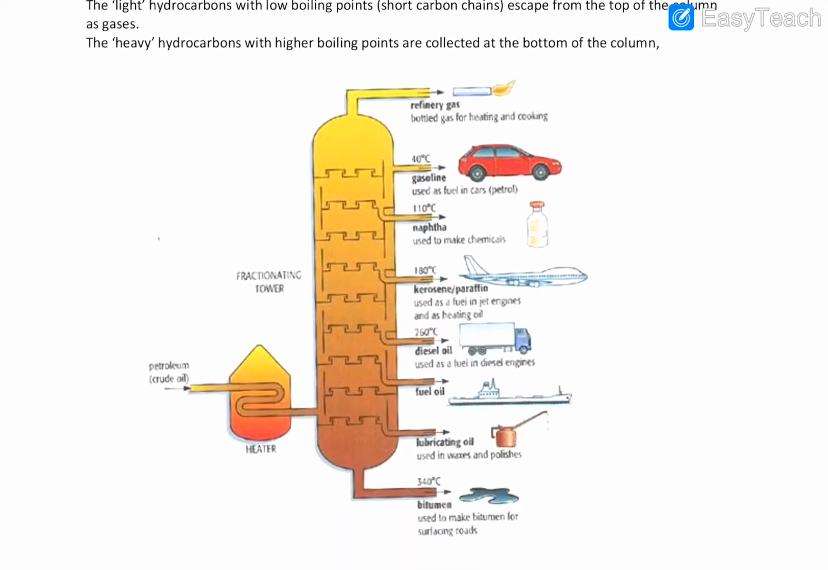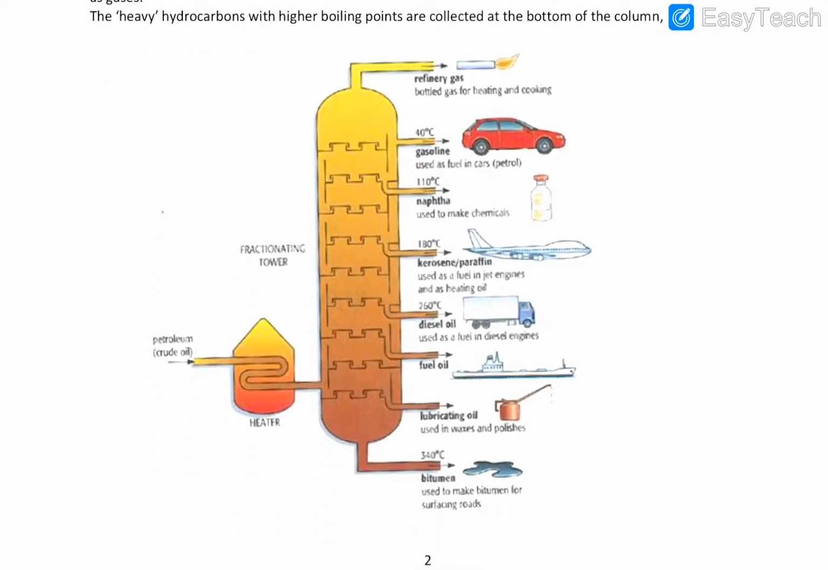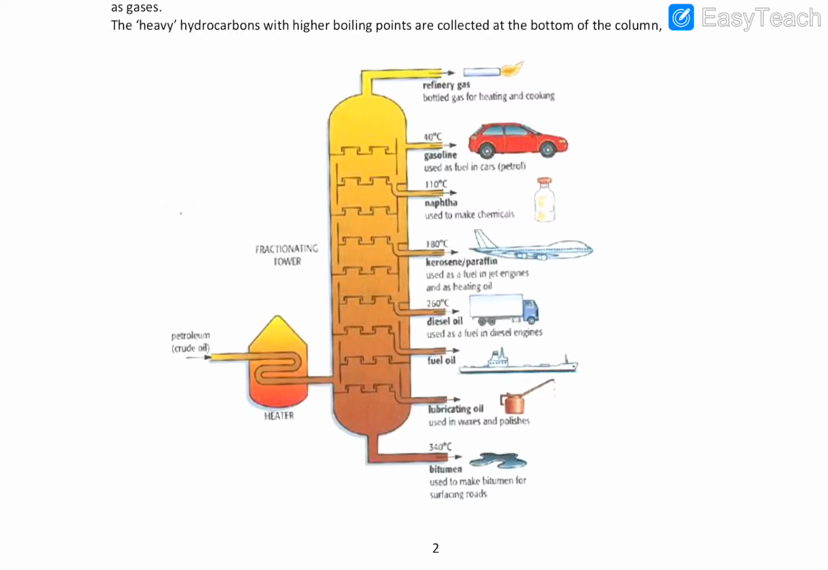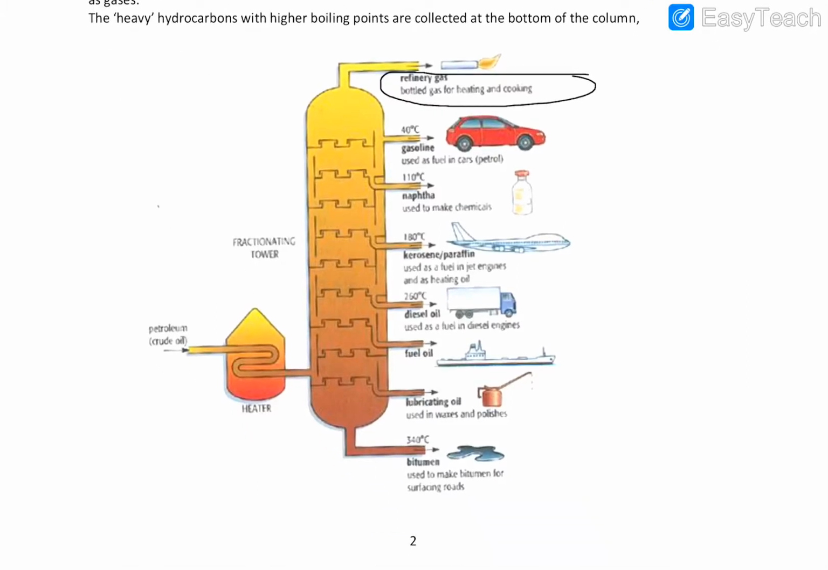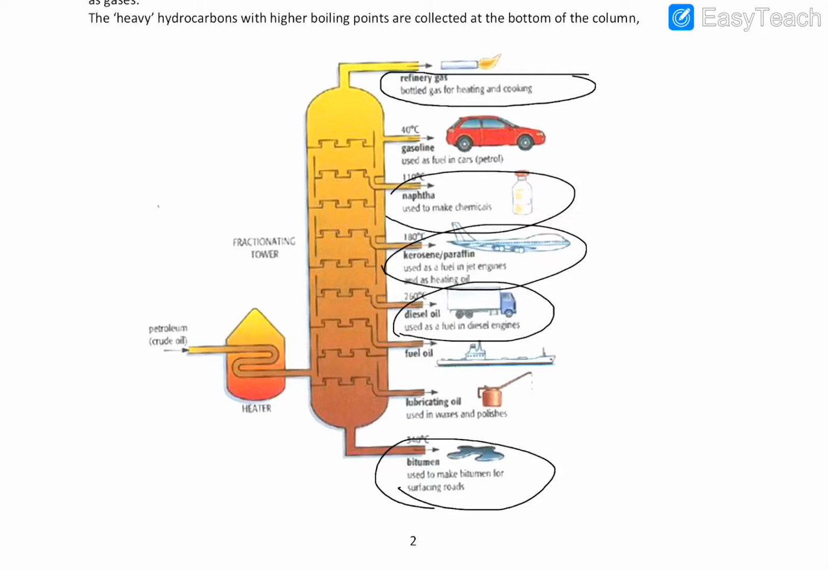Right, so these are the fractions. You don't need to know their boiling points, but you need to know where they are collected. You have to know that refinery gas is collected at the top of the column, and that bitumen is collected at the bottom of the column. So you have diesel, kerosene, naphtha.